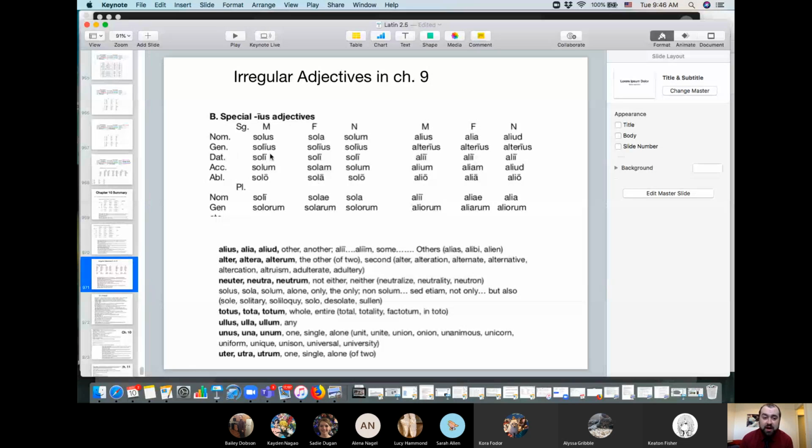So just be aware of that -ius ending. That should start to look like one of our options for the genitive, because that's huius, like of this, and that's illius, of that, as well as for all these adjectives. So totus is whole, ullus is any, unus is one. That's easy. Uter is either, as in the opposite, neuter, neither. All right. Are these slides on Teams?